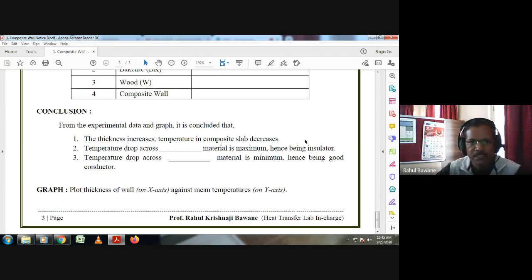Now let us see the actual experimental setup.